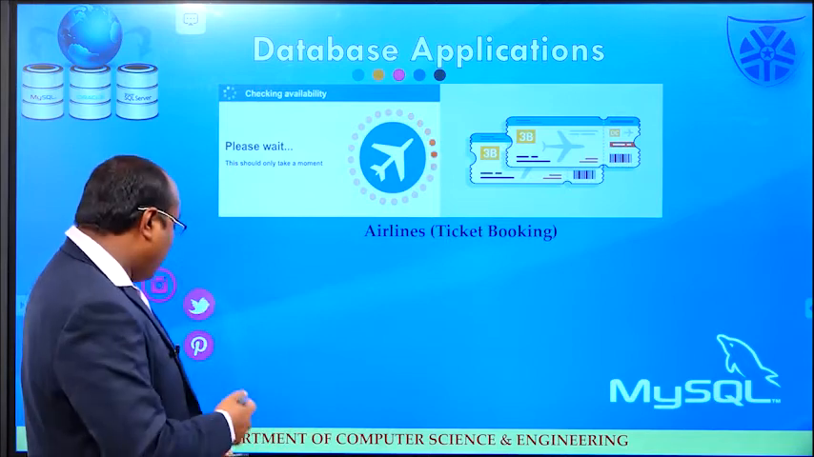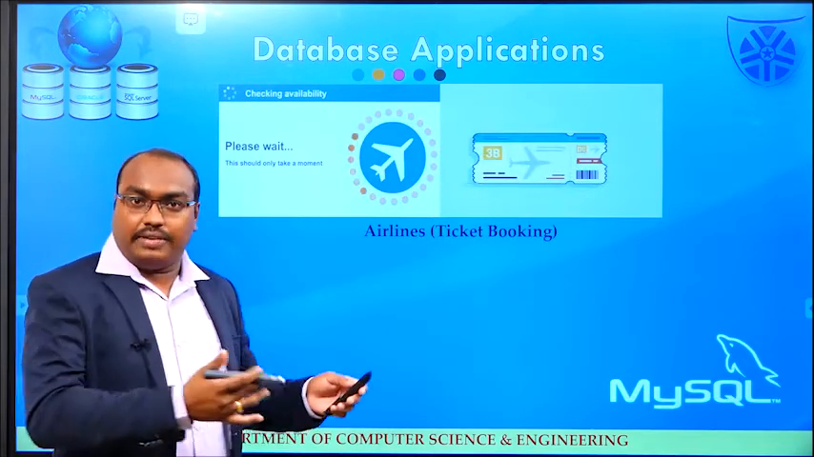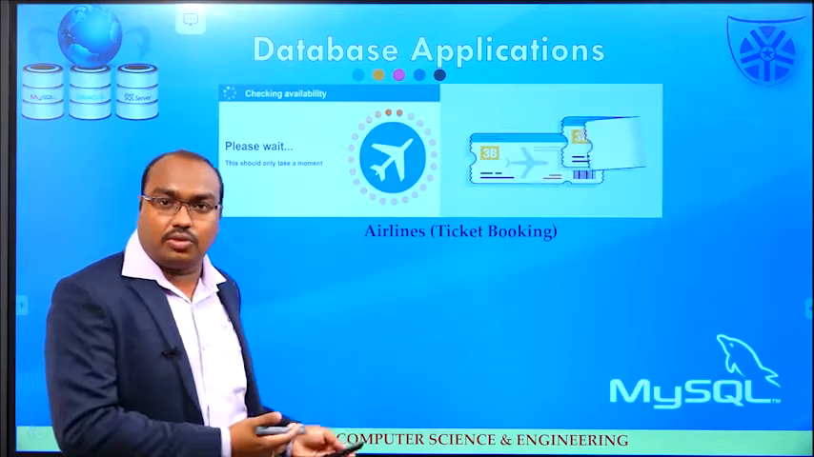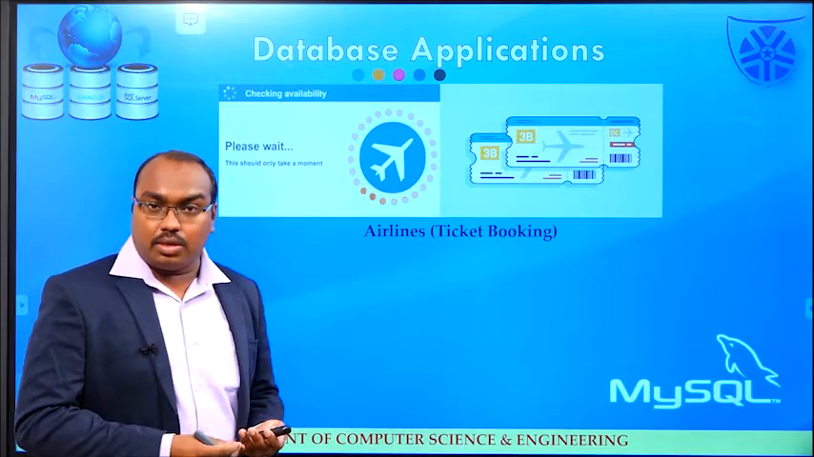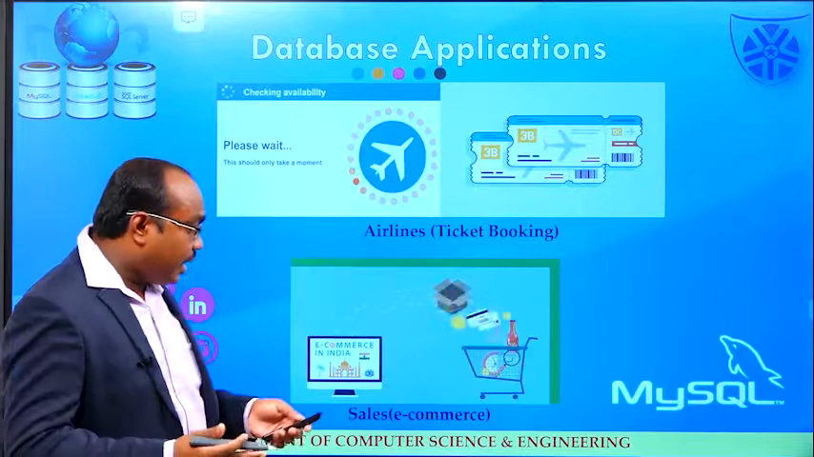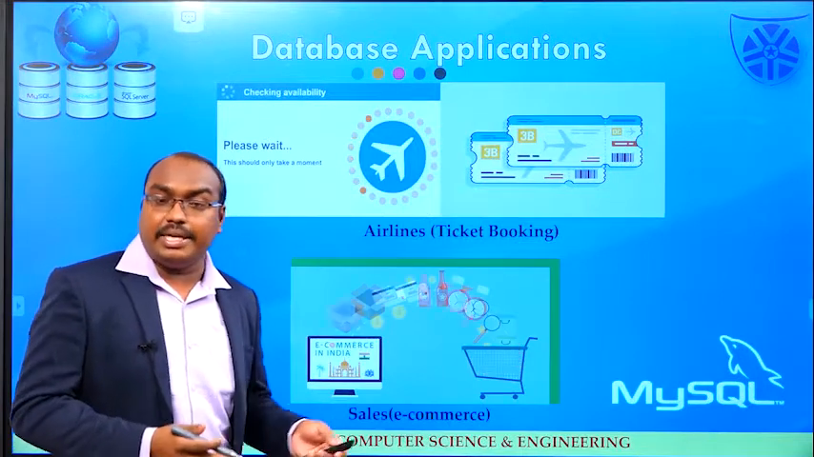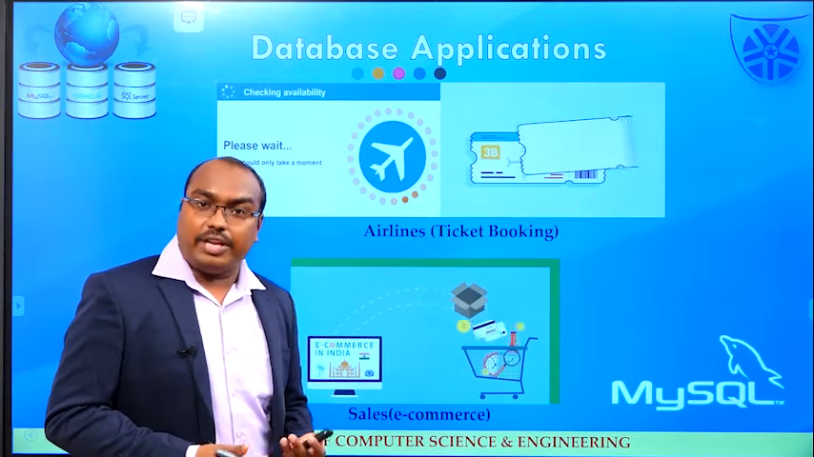And the next one, social media. Nowadays, everyone is addicted to different types of applications, social media applications. For example, Twitter, Facebook, WhatsApp. So every application has to maintain its own separate database. And the next one, sales. It is nothing but e-commerce. E-commerce, like Amazon, Flipkart.